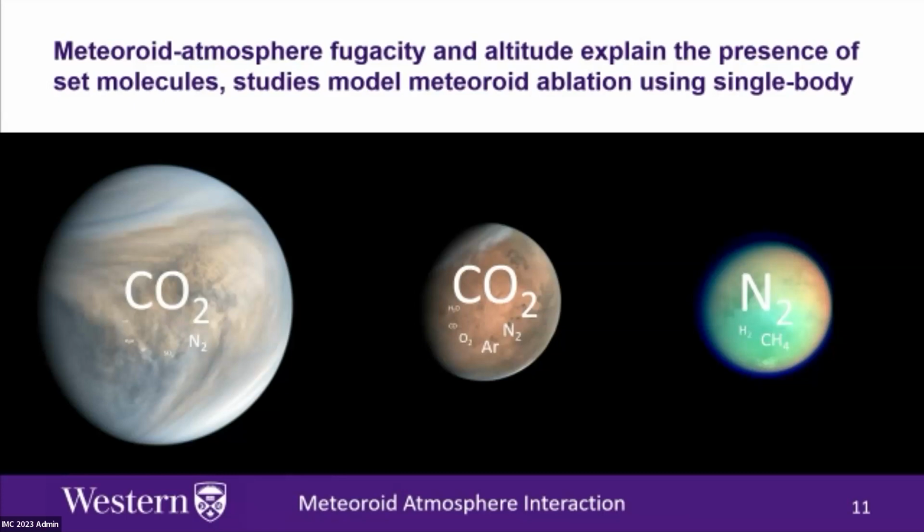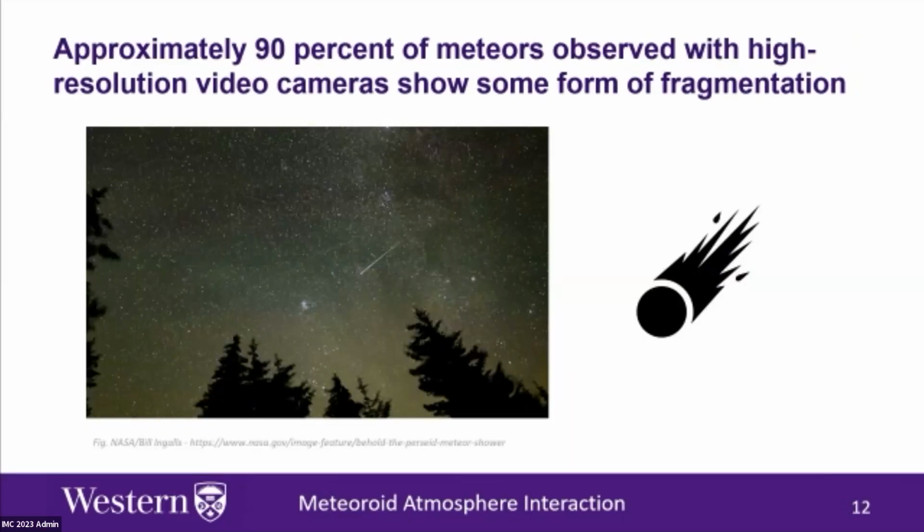But anyway, the idea here is that in order to have this sort of molecules and to define in a way how they might structure in the atmosphere, we need a model. So what most people have done so far is using the single body ablation model to try and see where this material might deposit. This, of course, may be related with the fugacity of the specific altitude, and this might explain the presence of these specific molecules.